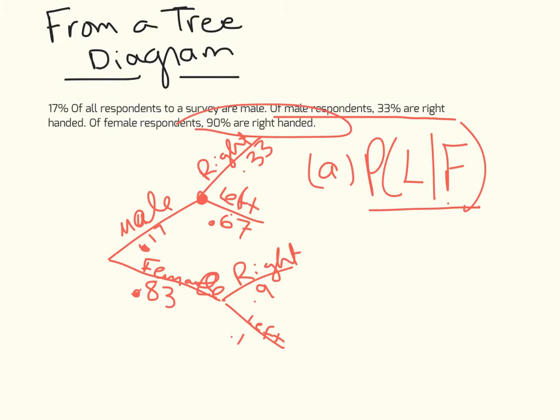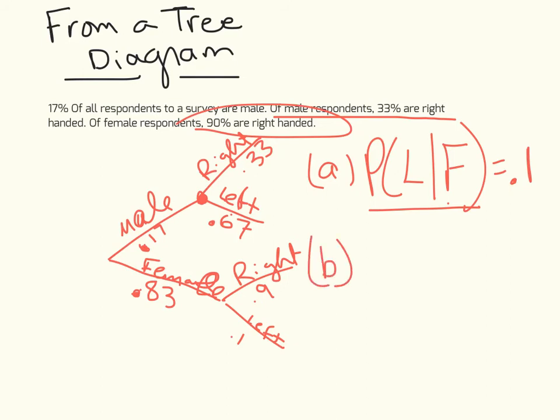Well, from the tree, we just have to find where we are on the tree. And that is this portion right here. This is the probability of being left-handed given that you're female. So a tree is a lot easier to find some conditional probabilities because you're really just reading it off.